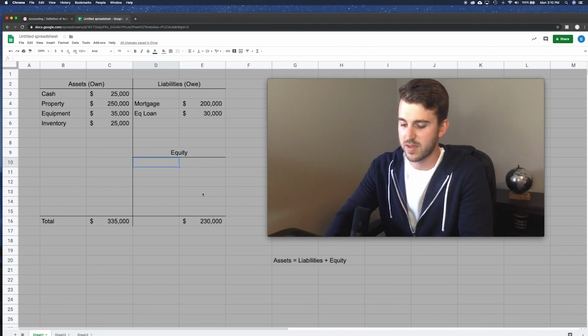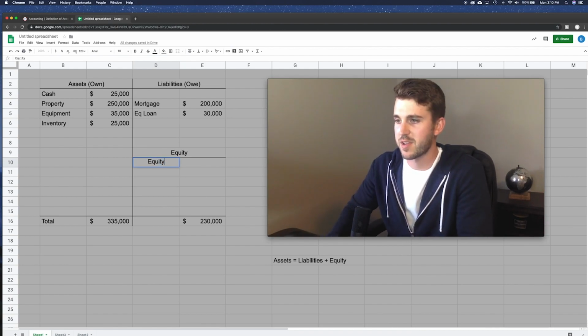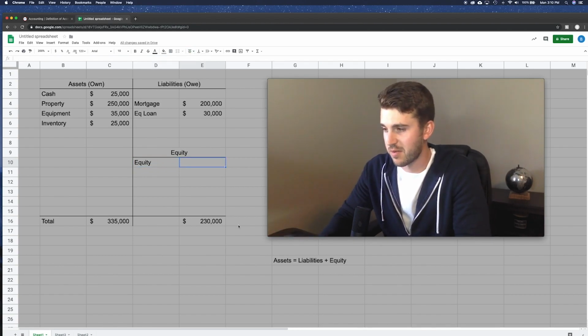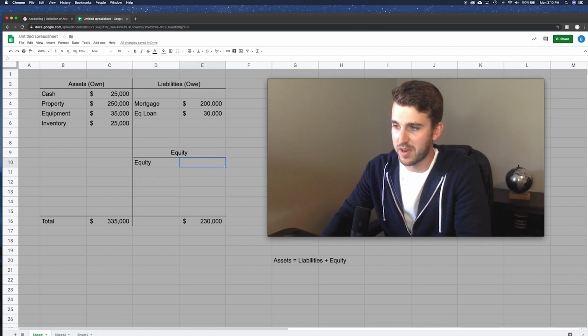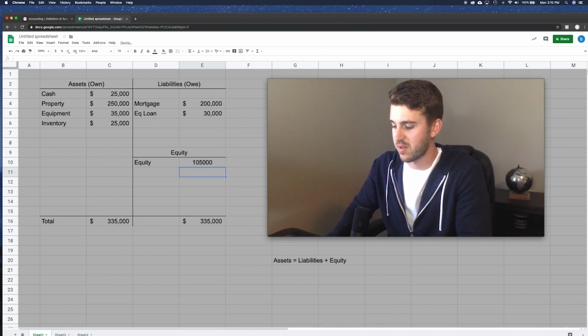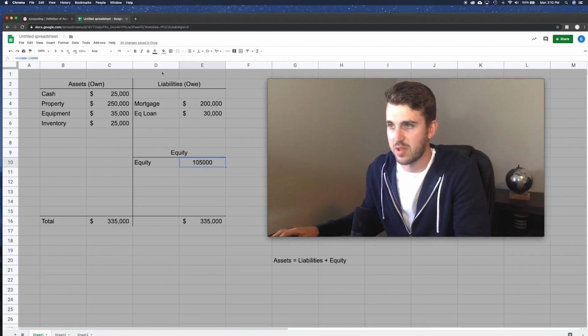And guys, just to make this not confusing for you, I'm just gonna call it equity, and let's put a value to that. So how do we know our equity, right? If we look at that equation, we gotta balance this out. So let's do 335 minus 230. And you might be wondering how that number just comes out of thin air, but I'll explain that in a second.